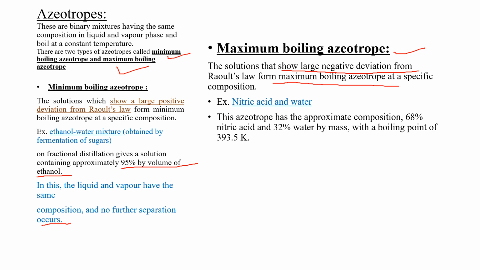This azeotrope has an approximate composition of 68% nitric acid and 32% water by mass, with a boiling point of 393.5 Kelvin. It means when 68% nitric acid and 32% water by mass mix to form a solution, they will boil at a constant temperature, and that temperature is 393.5 Kelvin. Such type of mixtures are known as azeotropes.